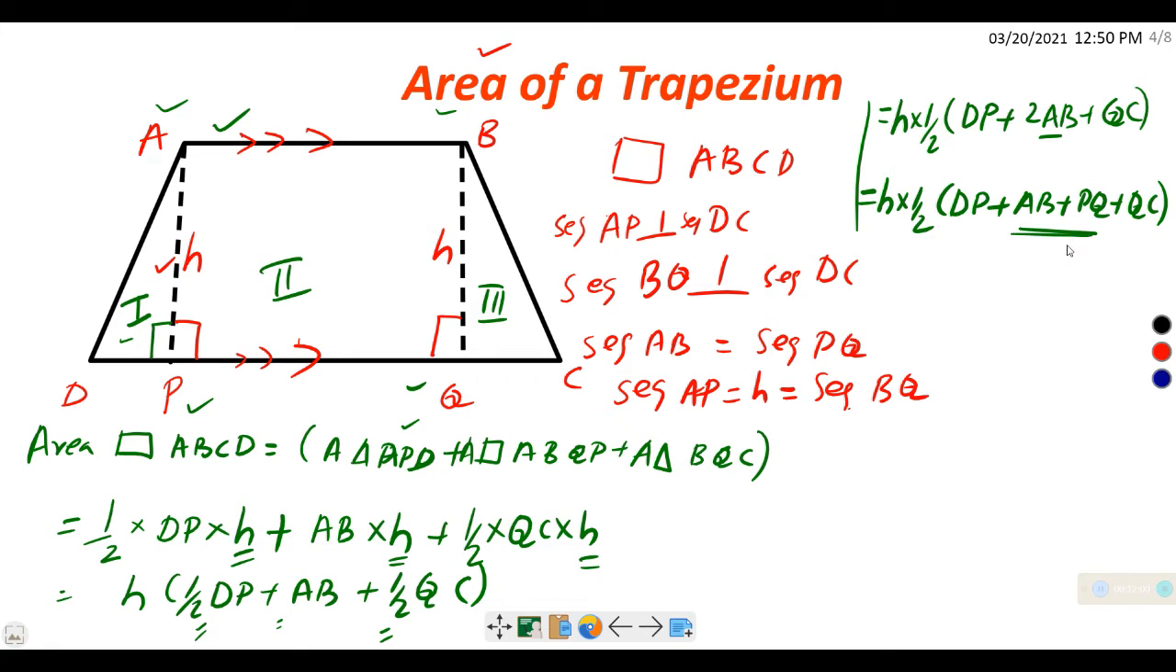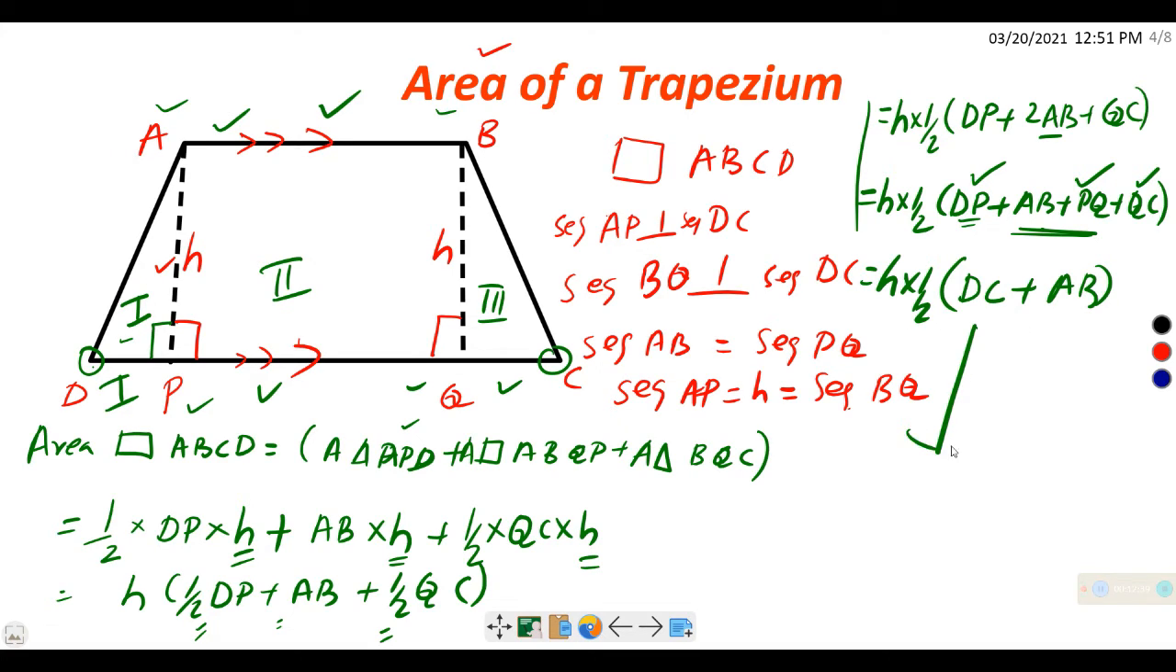So when you look at AB plus PQ, AB plus PQ is the opposite sides of this rectangle and they are equal. That's why it is written like this. Now when you look at this particular derivation, DP is this one, AB plus PQ means this one plus this one, QC means this one. So if you are thinking about DC as such, DC the base over here, we can say that adding DP plus PQ plus QC will make DC. So I am writing DC, then what is left is AB.